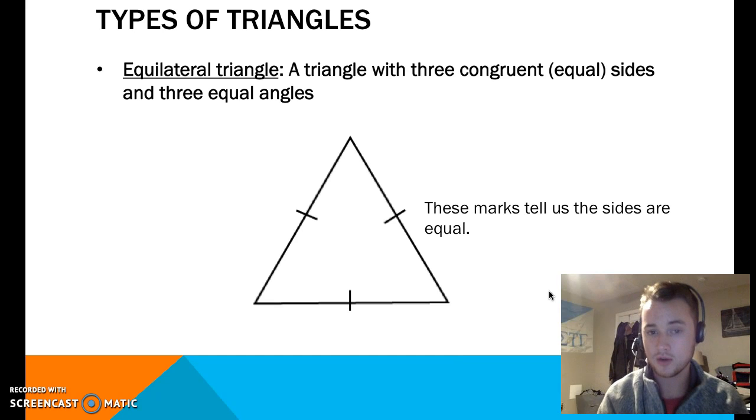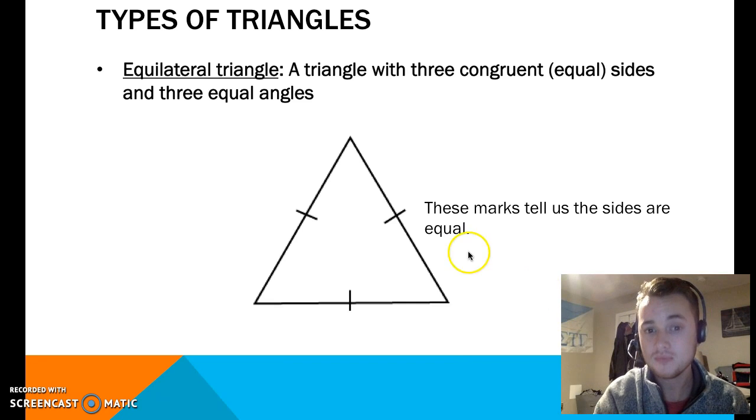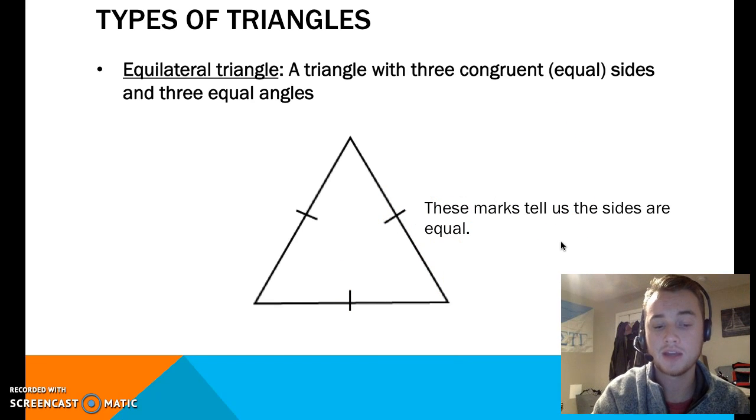Something new that we're going to see is that when a side is equal to another side, they're going to have these lines on the triangle. These marks tell us that the sides are equal. We know that this is an equilateral triangle because all 3 of our sides are marked with this mark, telling us that they're equal or congruent. Let's try to remember, we're moving on from equal and we want to say congruent.